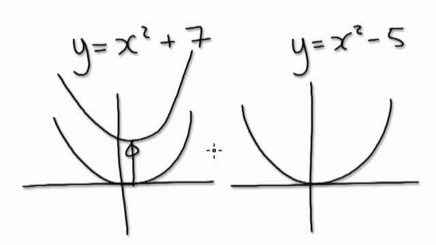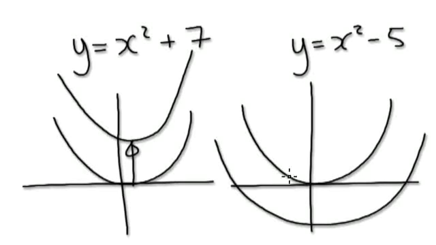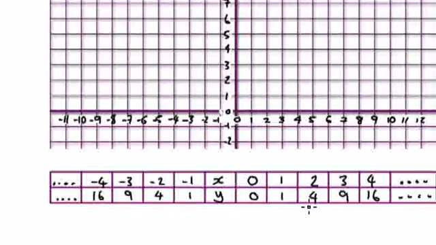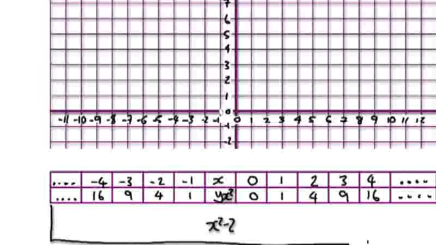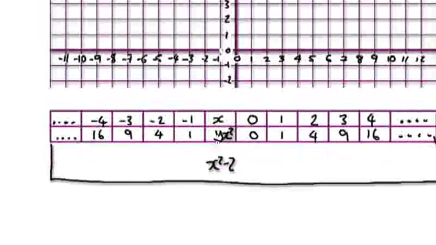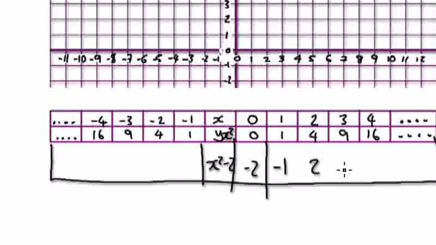Okay, and then if you try and draw y equals x squared minus 5, well, here x squared will look like this. X squared minus 5, everything will get pushed down 5. If you try and get x squared minus 2, say, then if you extend this table here, x squared minus 2, this would be minus 2, this would be minus 1, this would be 2, this would be 7, and so on.